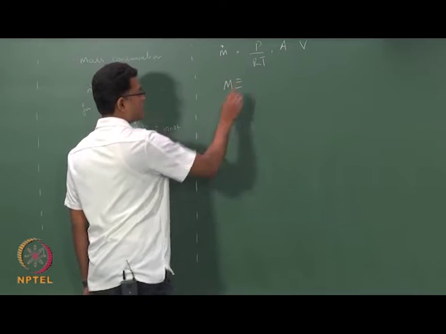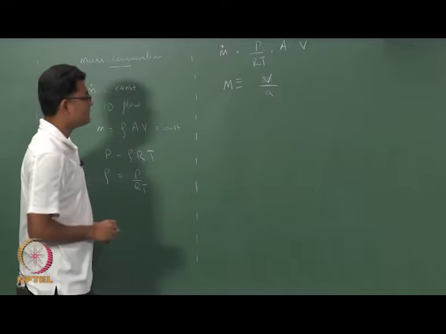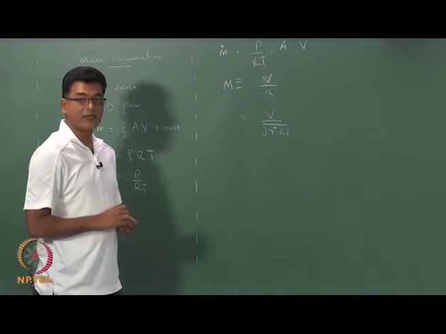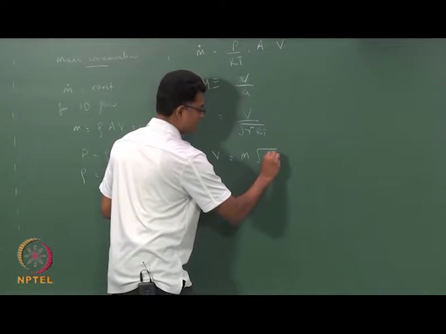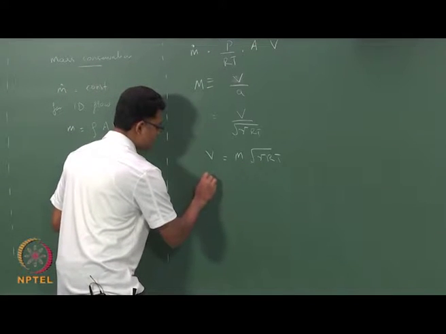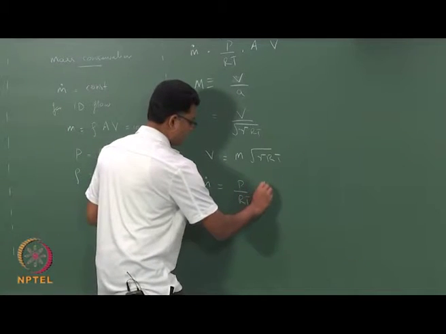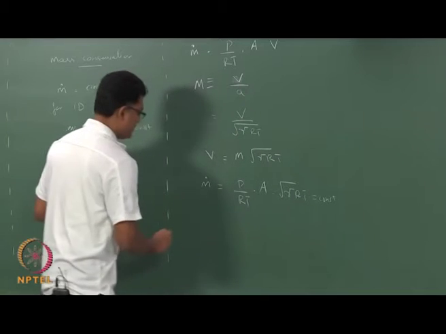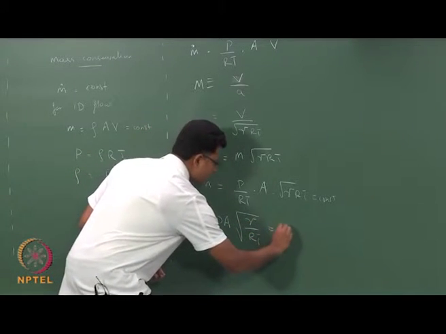I have defined my Mach number as velocity of the fluid by velocity of sound, which we now know as root of gamma R T, which is our a, as we have seen in our previous lectures. So, I substitute V as M into root of gamma R T. So, if I use this relation, my m dot is now P by R T into A into M root of gamma R T, which is a constant, or my P A M root of gamma by R T is constant.